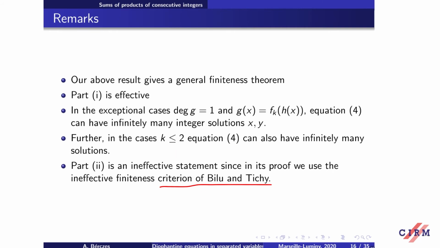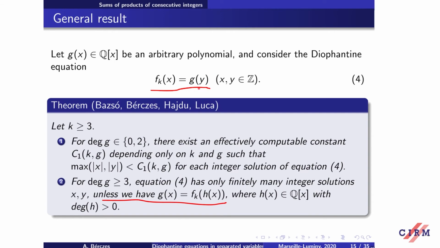What about the cases which are excluded? First of all, whenever g of x equals Fk of h of x, then clearly we may have infinitely many solutions. Also, when the degree of g equals 1, we may have infinitely many solutions. Well, it is clear whenever g is linear, then this might have infinitely many solutions. Let's say if g of y equals y, then we just have Fk of x equals an integer, and if y is that integer, that's a solution. So for every x, we get a solution y.